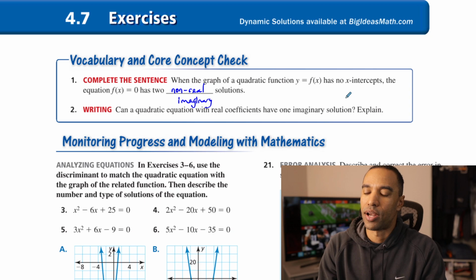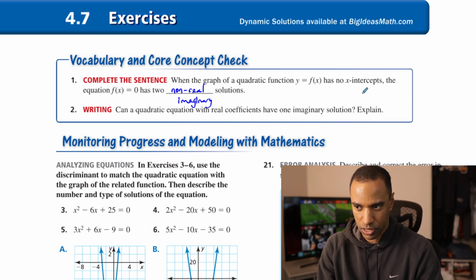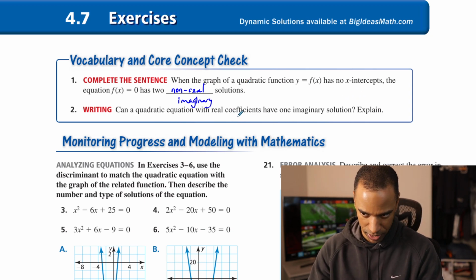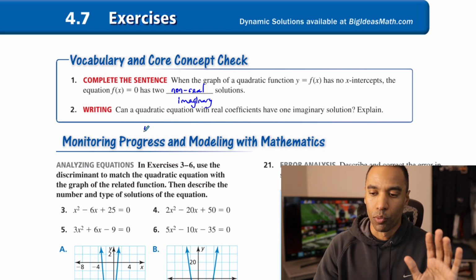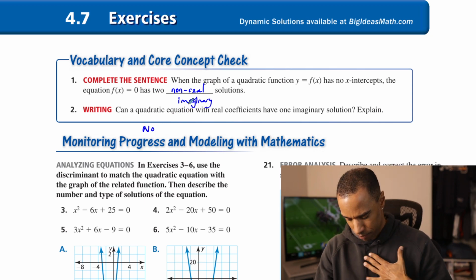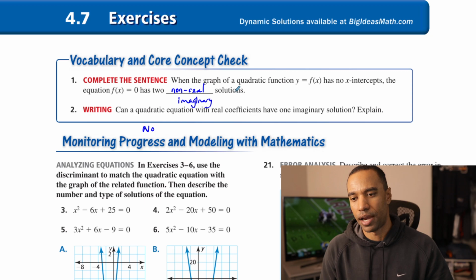Number 2, can a quadratic equation with real coefficients have one imaginary solution? Explain. No. We didn't really get into this. Excuse me. I don't know if the book really got into it either.